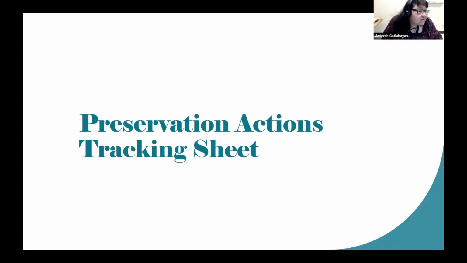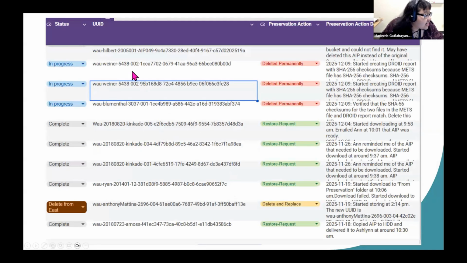I also have a preservation actions tracking sheet. So this is an example of, again, there are different statuses of where the preservation action is happening. A preservation action is basically an AIP is in the preservation repository and something needs to be done to it. Examples are it needs to be deleted permanently. I need to restore it for a depositor who wants to deliver it to a researcher. Sometimes I have to delete and replace an AIP that was stored in the preservation repository.